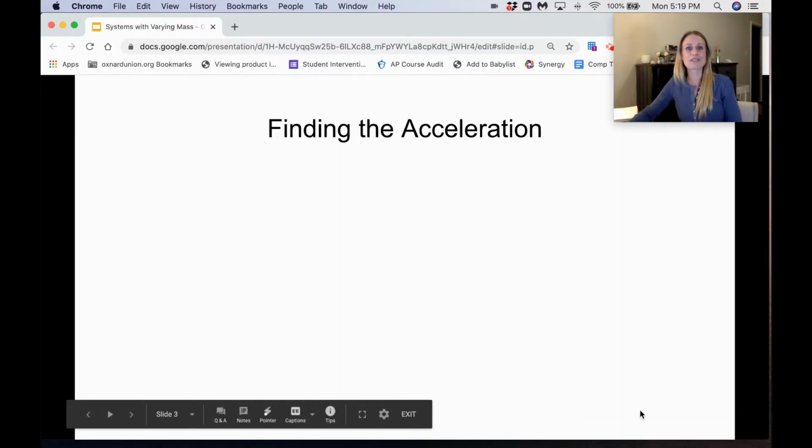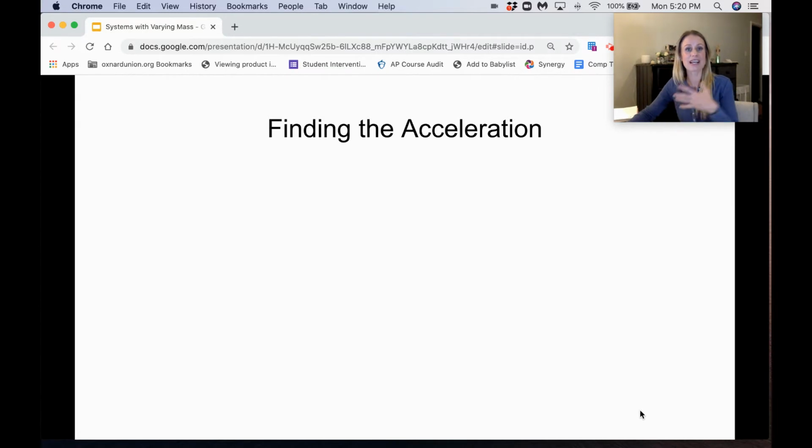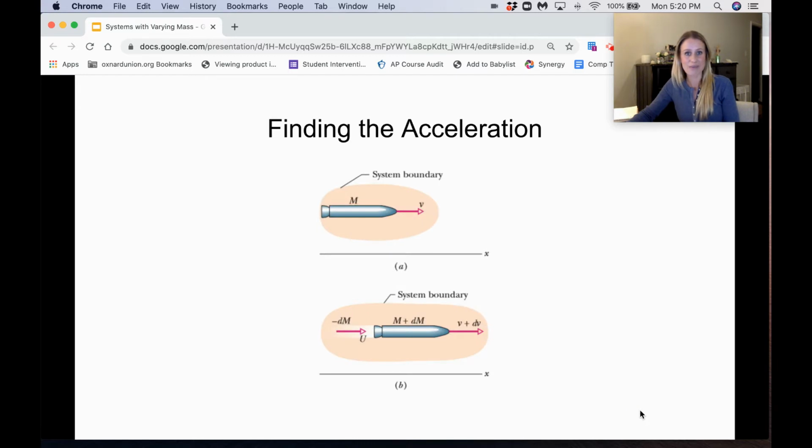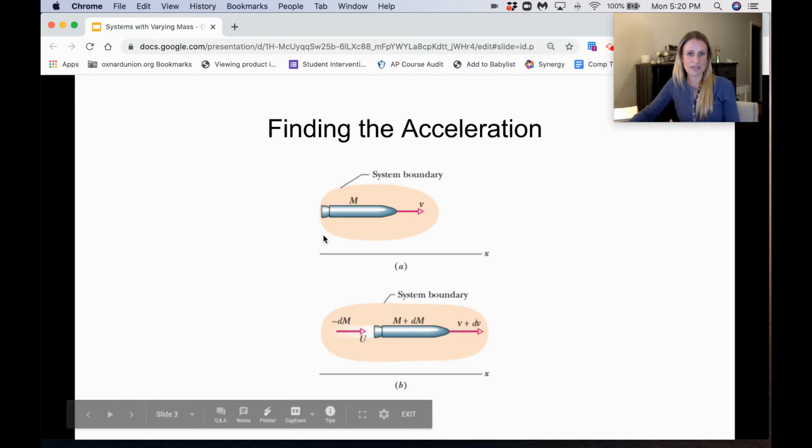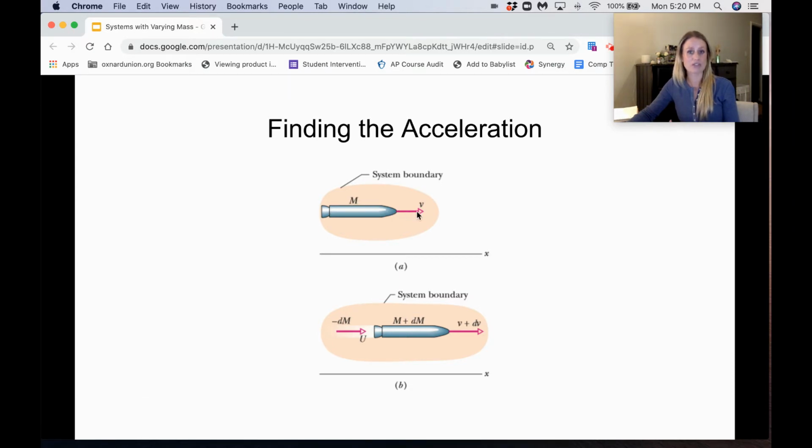So first, I'm going to show you how we find the acceleration and how this equation that we're going to derive looks very similar to Newton's second law. So here's our situation here. We have an initial and we have a final. In our initial case, we have big M. This is the mass of our rocket. And then we have our initial velocity of the rocket. Now, of course, this big M is made up of the rocket and the fuel. Then as the fuel burns, that mass M is going to change. Now, it's going to change by this dm, this change in mass, okay? So our dm is the change in the mass of the rocket.